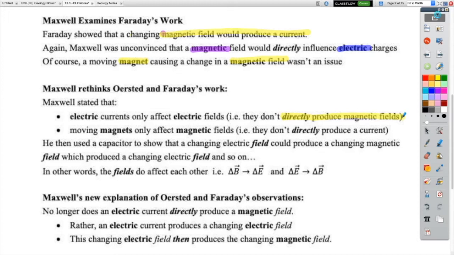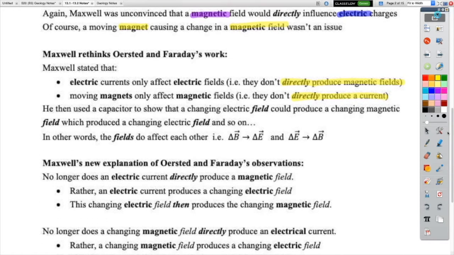Okay, moving magnets only affect magnetic fields. Again, they don't directly produce a current. Indirectly, sure, they'll lead to a current, but maybe they don't directly. So then he used, this is important, a capacitor, which essentially just changes the electric field, without the motion of charge, to show that a changing electric field on its own, without a current, could produce a changing magnetic field.